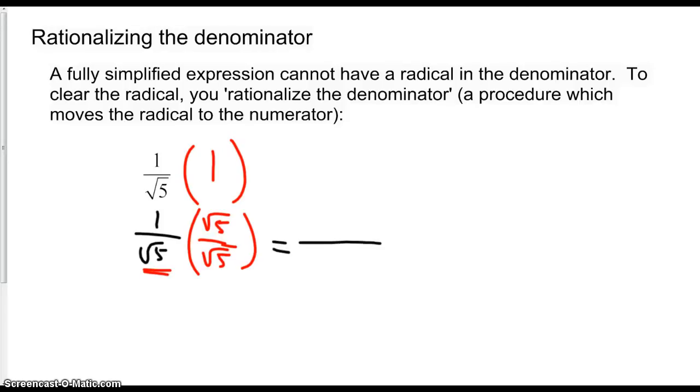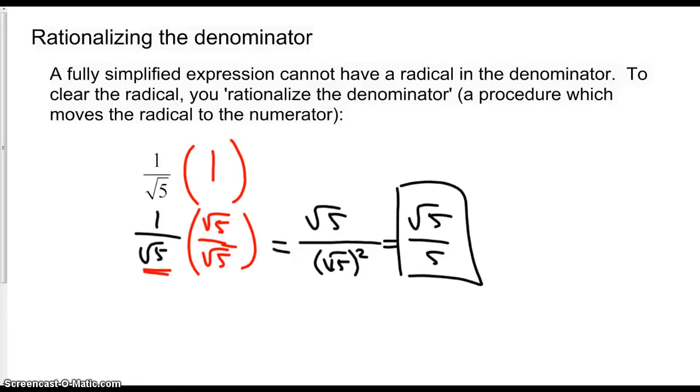Because what happens if I multiply these fractions together, right? You get one big fraction, you multiply across the numerators, you get 1 times square root of 5. And when you multiply across the bottom, you get square root of 5 times square root of 5, which is the square root of 5 squared. But the square root of 5 squared is just a 5, right?